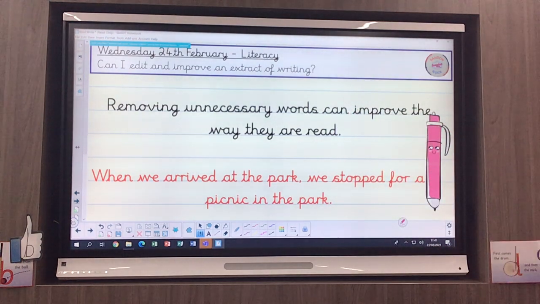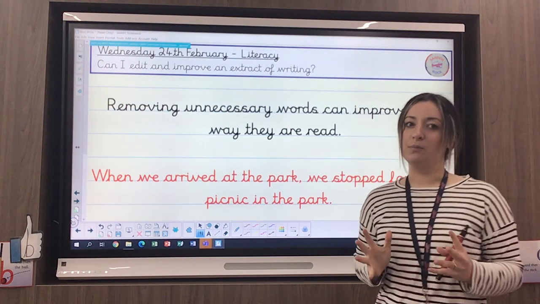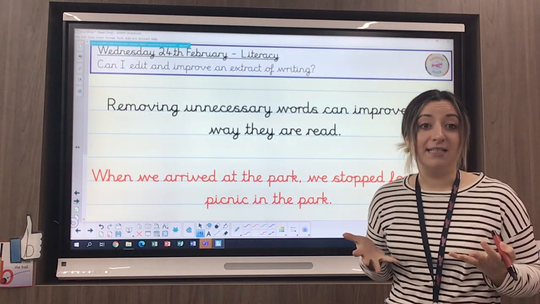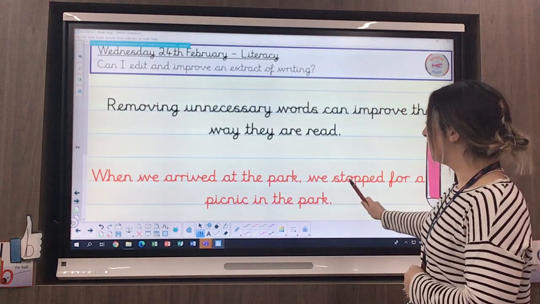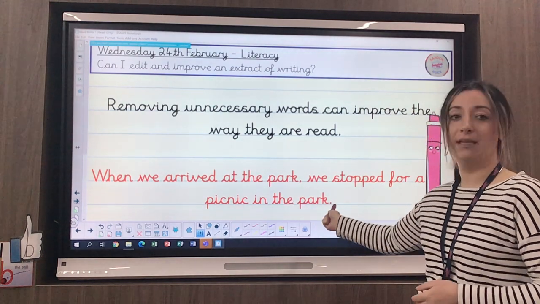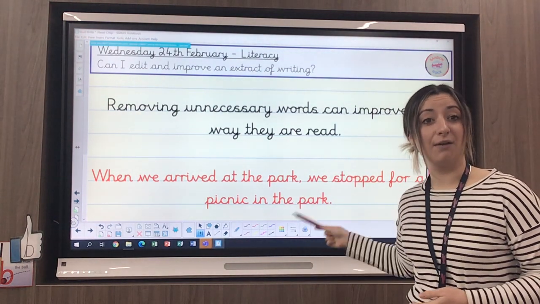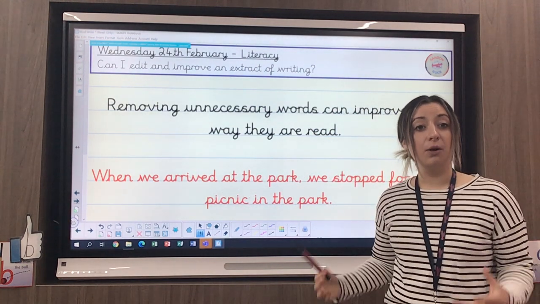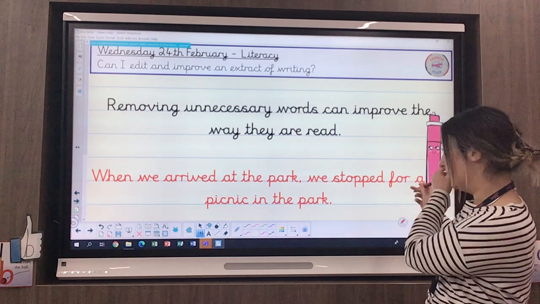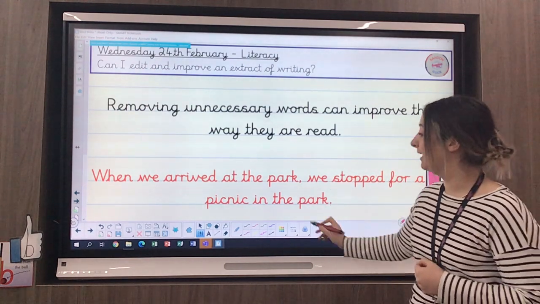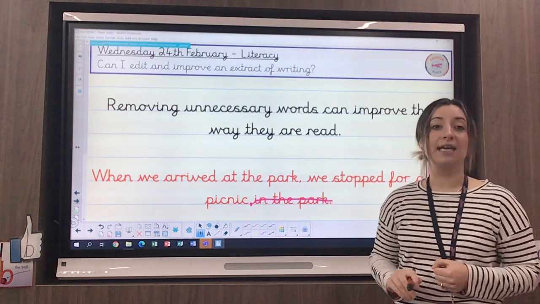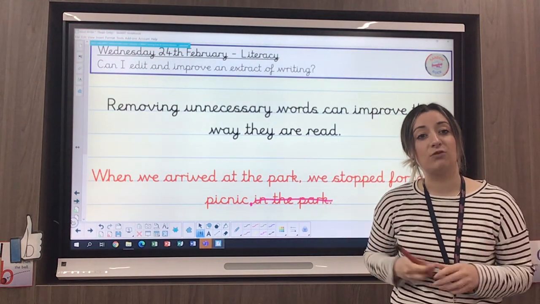When we arrived at the park, we stopped for a picnic in the park. Now this one should be quite easy for you to notice. I've repeated myself. How have I repeated myself? When we arrived at the park, we stopped for a picnic in the park. Well, I know that you're having the picnic in the park because you've just said you've arrived at the park. So that is unnecessary words here. So when it says we stopped for a picnic, put a full stop in there, and this is not needed. We don't need that extra information.